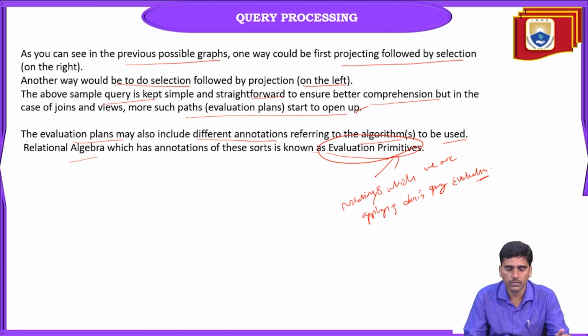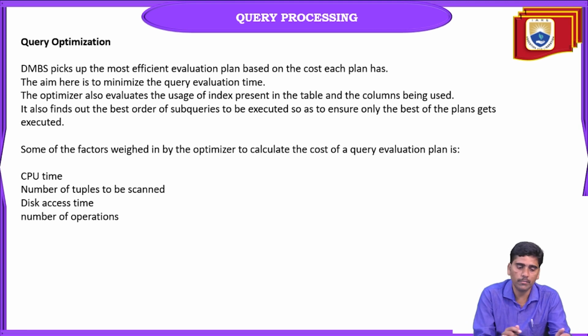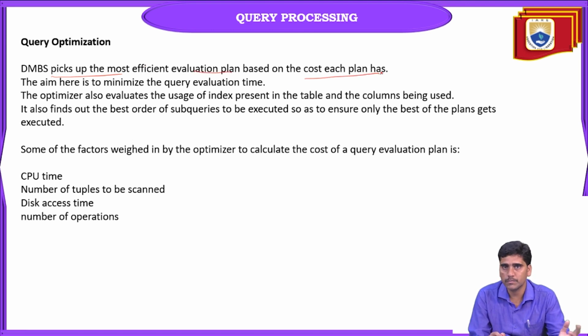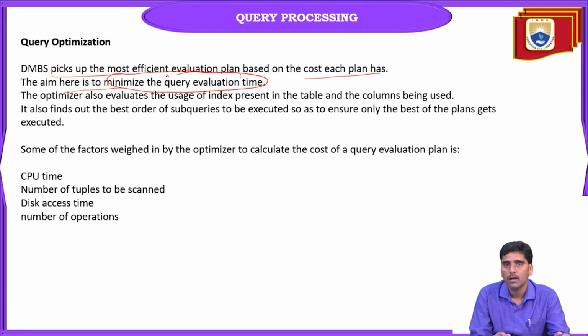Evaluation primitives. So here, query optimization: the DBMS picks up the most efficient evaluation plan based on the cost each plan has. The aim here is to minimize the query evaluation time. So what is the importance of query optimization? To minimize the query evaluation time.